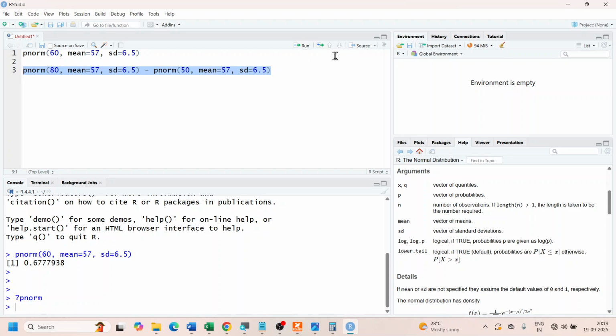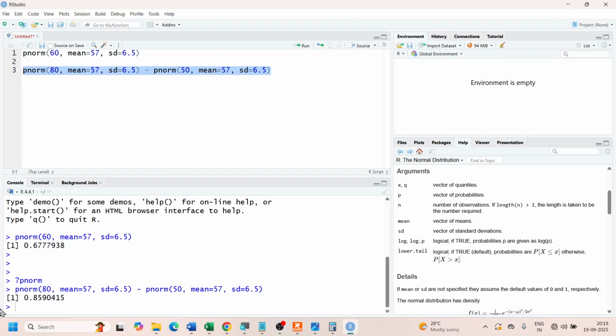So just select it and run it, or you can run both of them if you really wish to do so. So it is 85.9%, that is 0.859, is the value that is being used. So this is regarding the way in which R solves the problem.